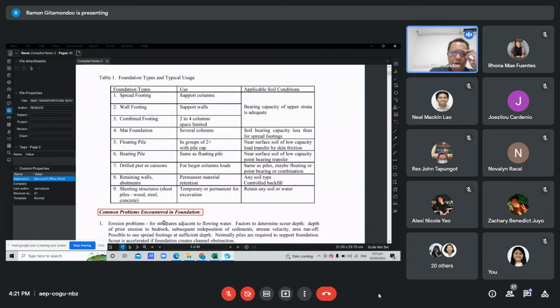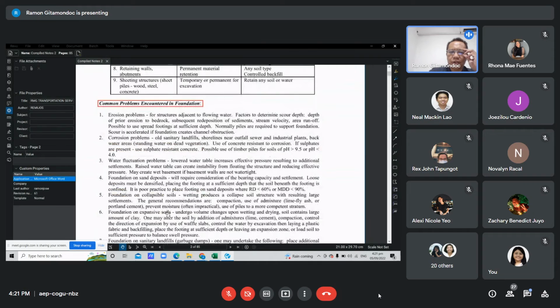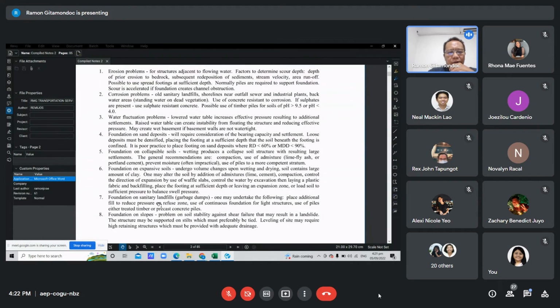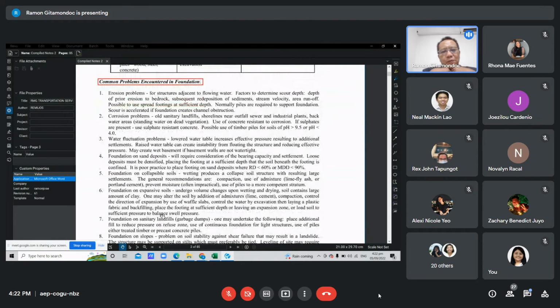Okay, so I think we still have 10 minutes or 9 minutes more. So let's proceed with this part here. We have here the common problems encountered in foundation. I think I have listed here 8 common problems encountered in foundation.